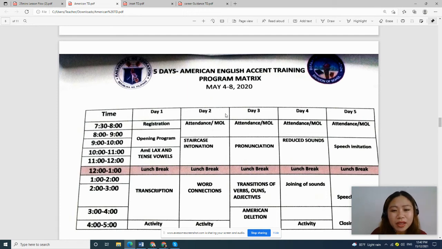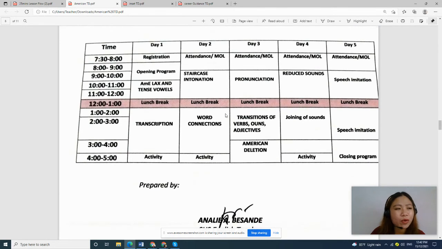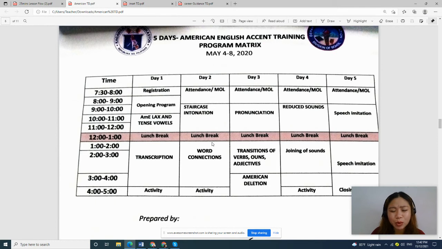Next will be the training program matrix. Since I have it for a whole day, I used a training matrix or program matrix like this one. But if you only have a one-day program, you could include or attach your opening program and your closing program, or you could attach the whole program that you have in a day. But in my case, I only have this because it's quite long. I have a 5-day activity, and so I have this program matrix.